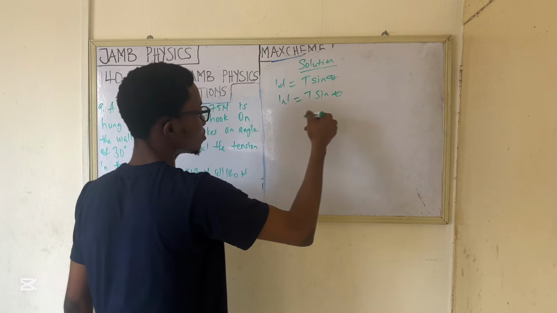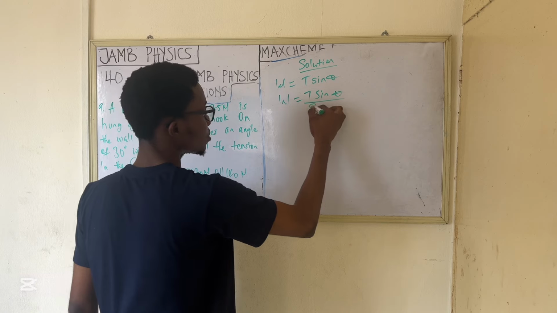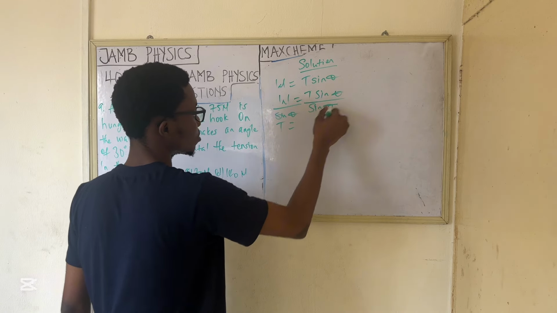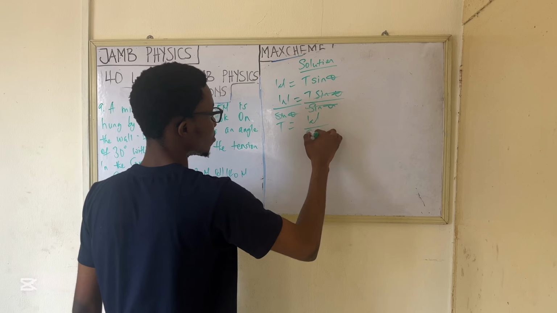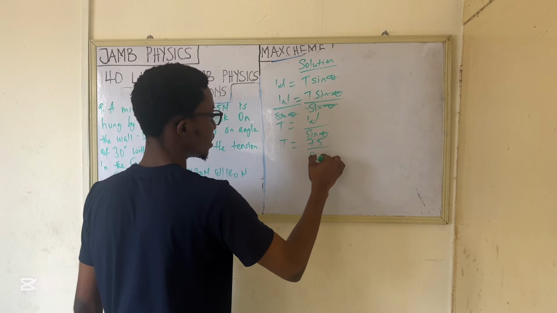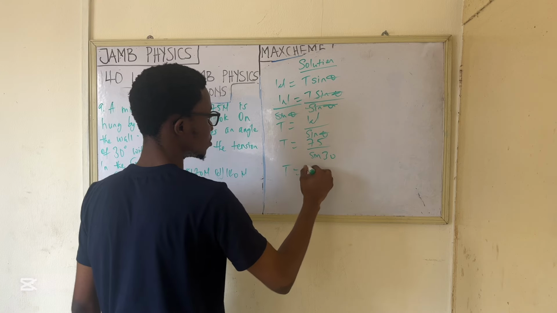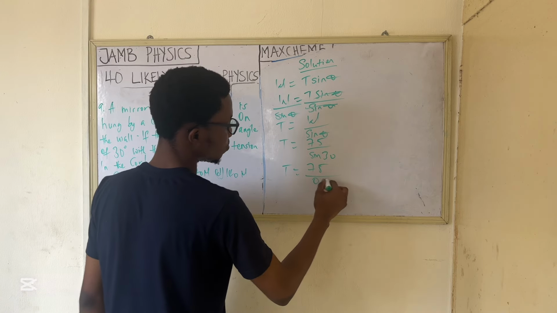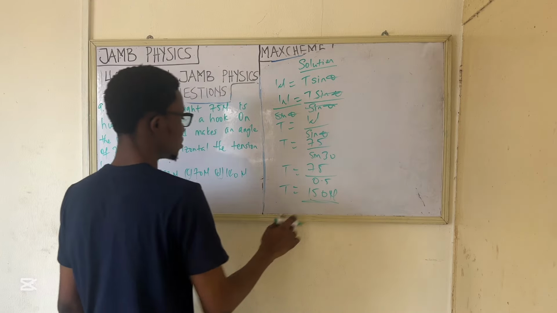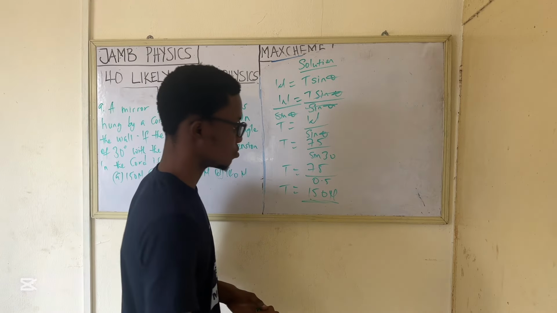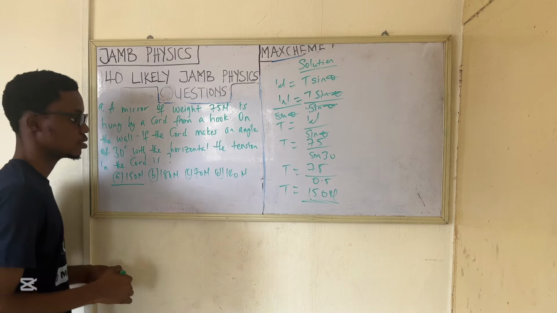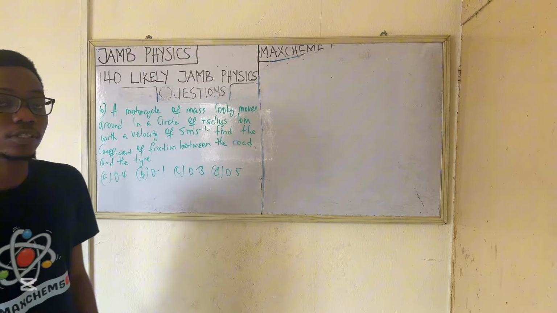Then what do we want to get? We want to get the tension, right? Divide both sides by sine theta. So T equals weight divided by sine theta. Then T equals 75 divided by sine 30. Then T equals 75 divided by 0.5, which will give us 150 Newton. So that is the tension. So the answer is option A, 150 Newton.